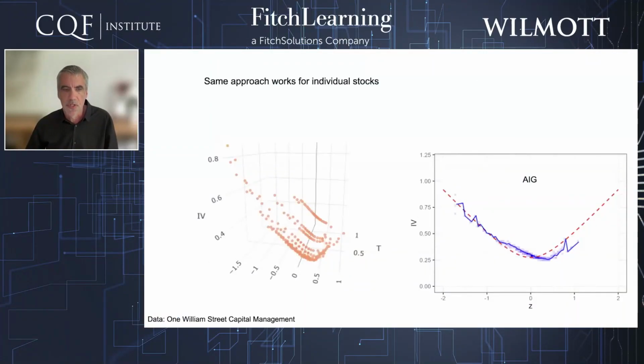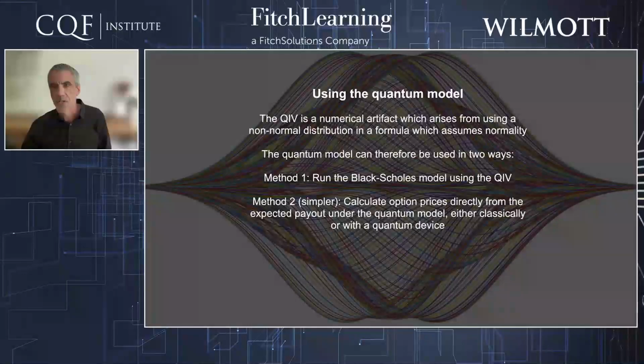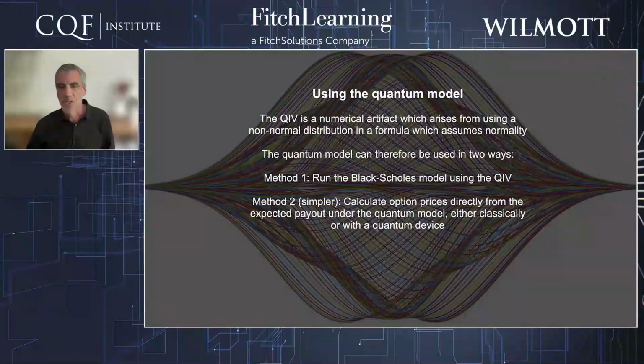The same approach works for individual stocks. So this is for AIG. So again, you've got the 3D plot and the 2D view. This data was from One William Street. Okay, so from the quantum perspective, the quantum implied volatility is a numerical artifact which arises from using a non-normal distribution in a formula which assumes normality. Black-Scholes is based on normal, but if data isn't normal, then you have to correct it somehow.